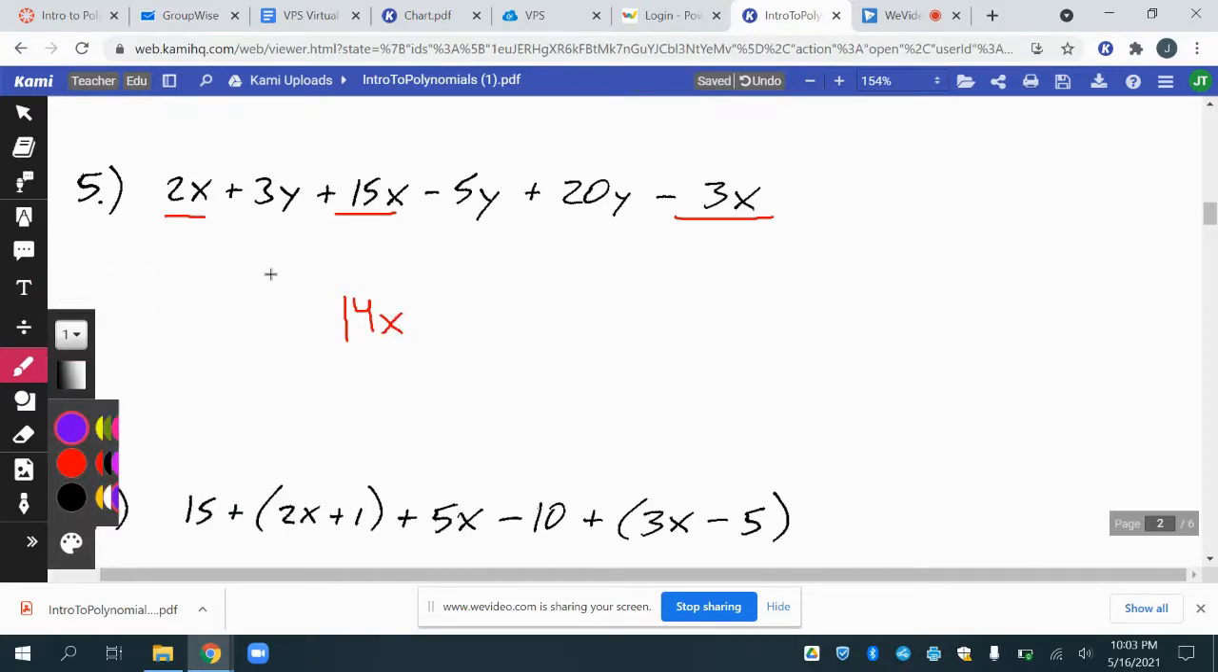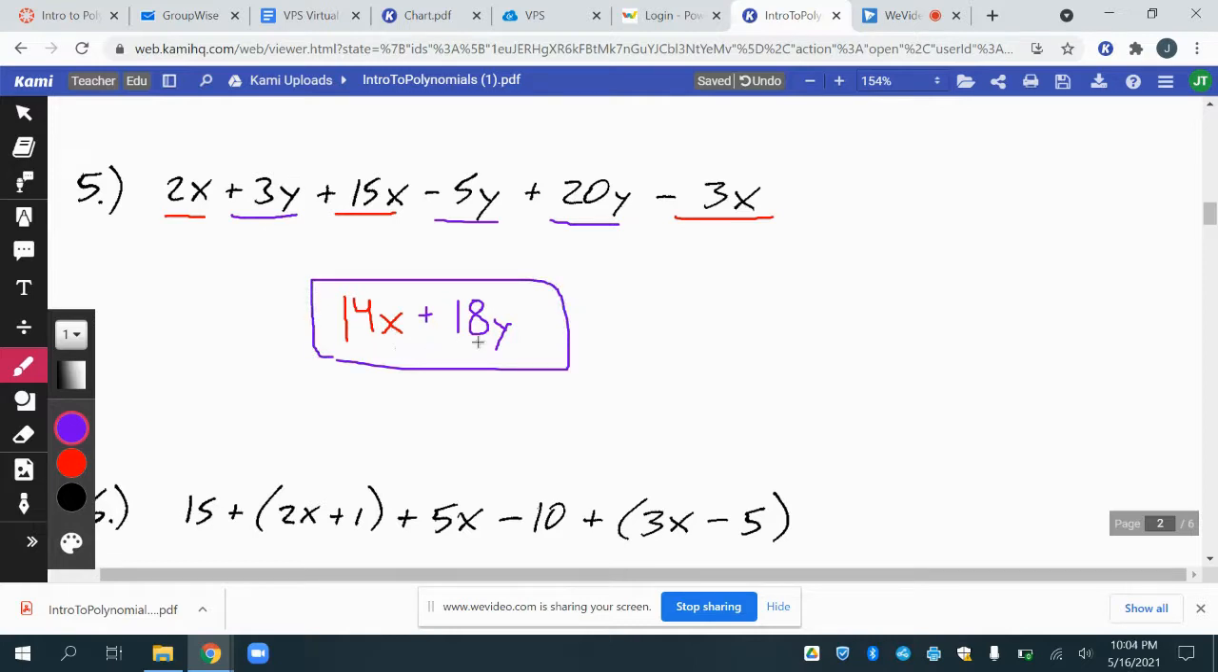And then I'm going to say, okay, but I also have 3y's, minus 5y's, and 20y's. 20y's minus 5 is 15, plus 3 is 18. So I should end up with 18y's. Notice I have to put a plus between them. You always put a plus between them because that's what keeps them separate. Otherwise, they're just 2 random numbers. I still have to add them. I just can't until I know what x and y are.